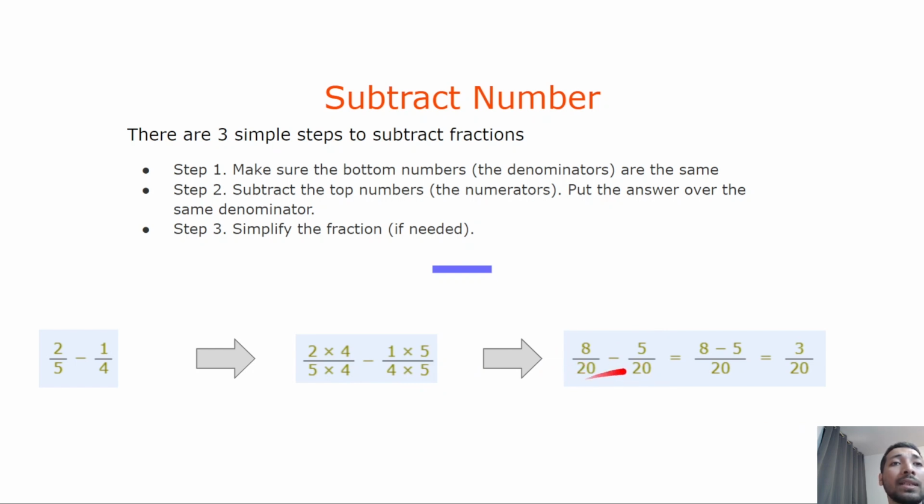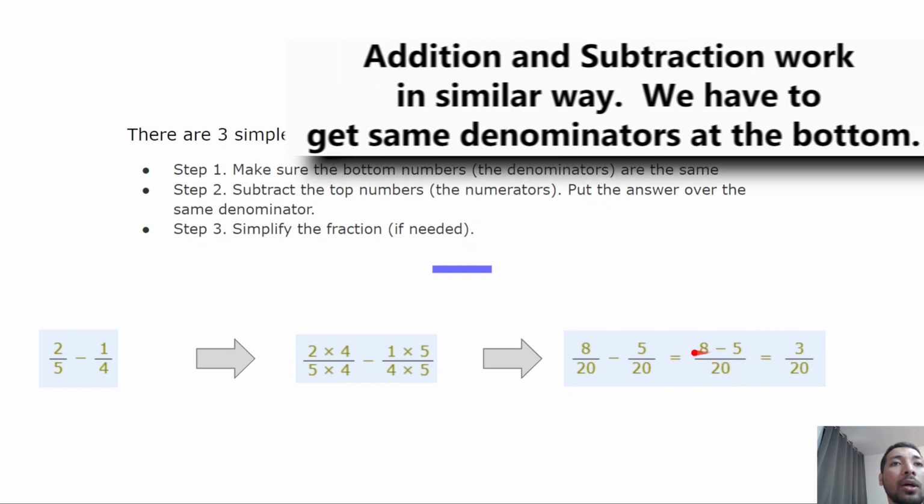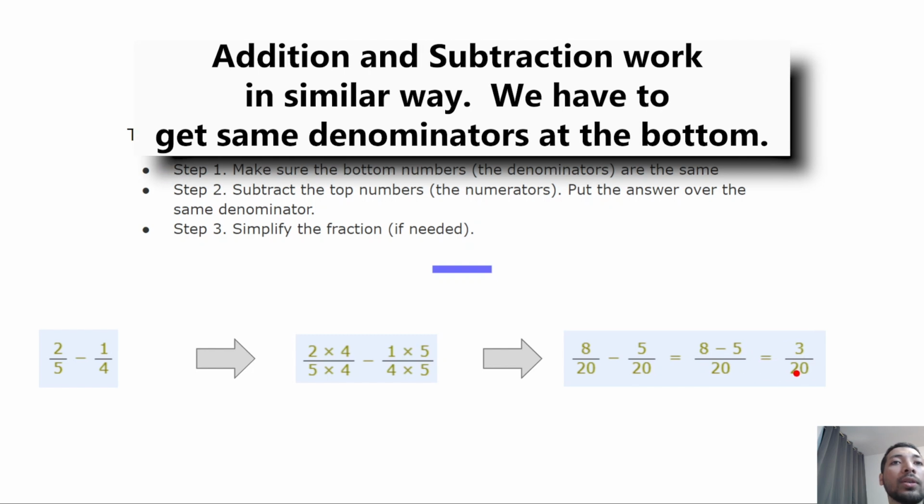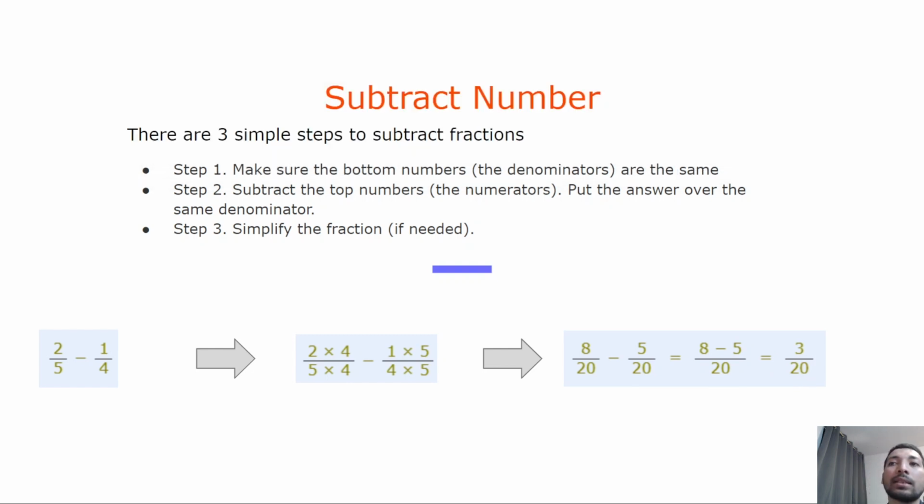Now that the denominator is the same on both fractions, we can simply write these as a single fraction by subtracting the top number. 8 minus 5 is 3 over 20. Now this 3 over 20 is not simplifiable anymore. So this is the final answer. Now let's look at some practice examples to make sure that we understand the concept very well.